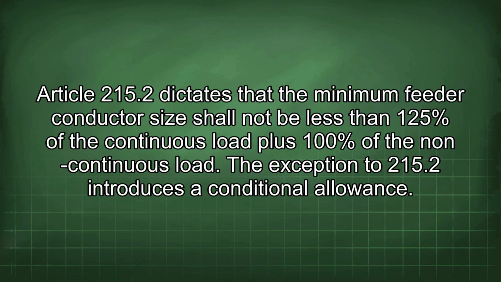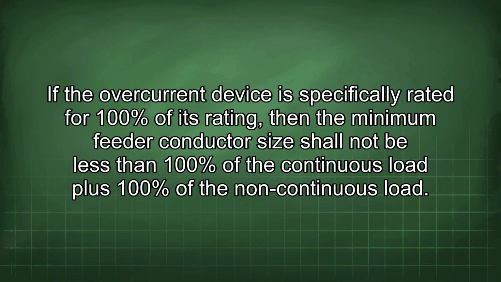Article 215.2 dictates that the minimum feeder conductor size shall not be less than 125% of the continuous load plus 100% of the non-continuous load. The exception to 215.2 introduces a conditional allowance. If the overcurrent device is specifically rated for 100% of its rating, then the minimum feeder conductor size shall not be less than 100% of the continuous load plus 100% of the non-continuous load.